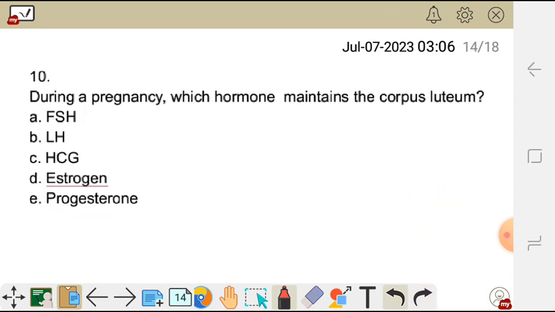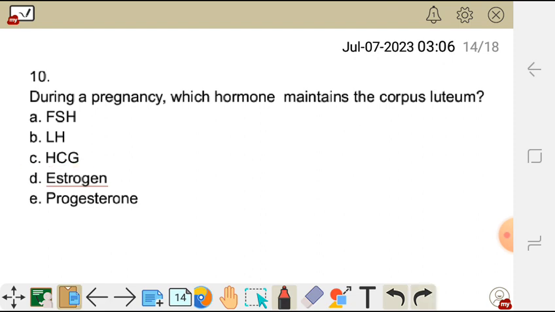Question 10. During pregnancy, which hormone maintains the corpus luteum? A. Follicle stimulating hormone. B. Luteinizing hormone. C. Human chorionic gonadotropin. D. Estrogen. E. Progesterone. So, which hormone maintains the corpus luteum? Question 10, the correct answer is C.